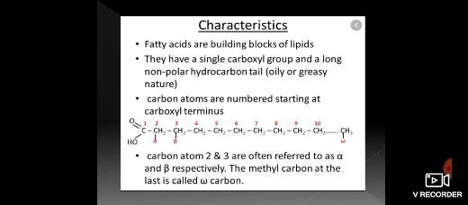Here are some characteristics. The first one is fatty acids are building blocks of lipids. Second, they have a single carboxyl group and a long non-polar hydrocarbon tail that is oily or greasy in nature. Next is carbon atoms are numbered starting at the carboxyl terminus, which is shown in this structure. And the last one is carbon atoms 2 and 3 are often referred to as alpha and beta respectively. The methyl carbon at the end is called the omega carbon.